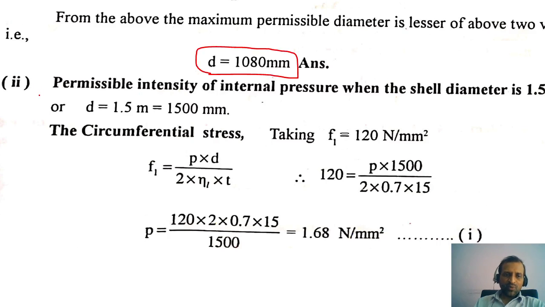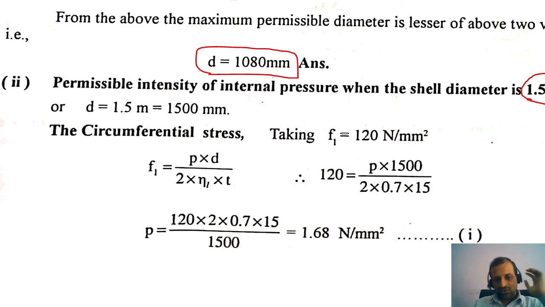In the same problem, the second case he has given is the permissible intensity of internal pressure when the shell diameter is 1.5 meter. So in the first case he gave the internal pressure and asked us to find the diameter. In the second case the diameter is given and he is asking for the internal pressure, right?